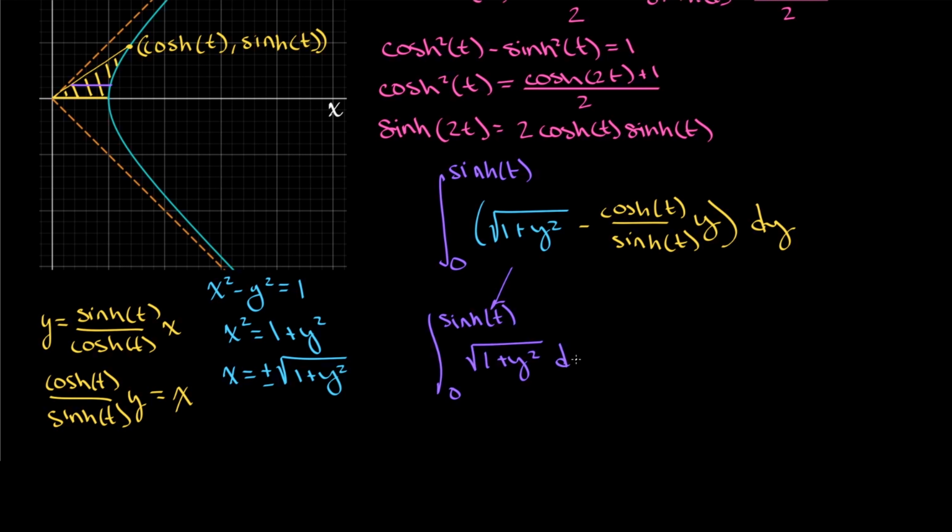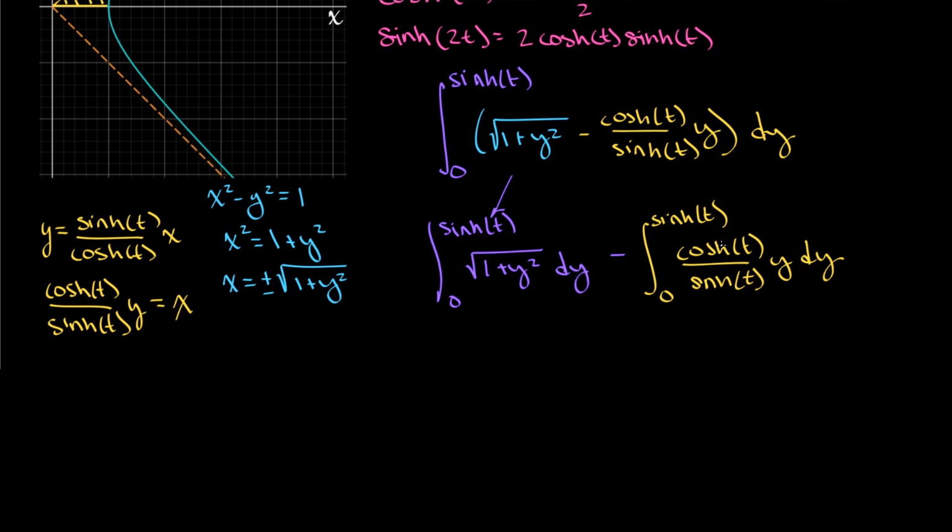And then we're integrating this with respect to y, and then we'll subtract, and we'll keep this guy. Let's do another integral in yellow. So definite integral 0 to sinh of t, and then this integrand is going to be cosh of t over sinh of t, and all of that multiplied by y, and then integrating that with respect to y. So these are our two definite integrals, and what's nice is that we can already solve this definite integral in yellow. This one's actually pretty easy to solve.